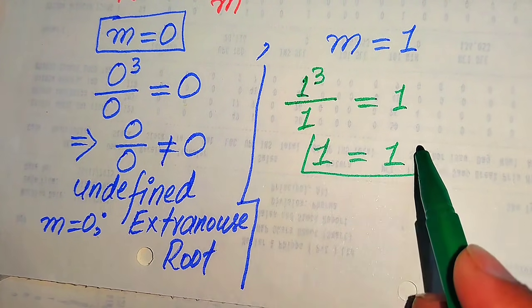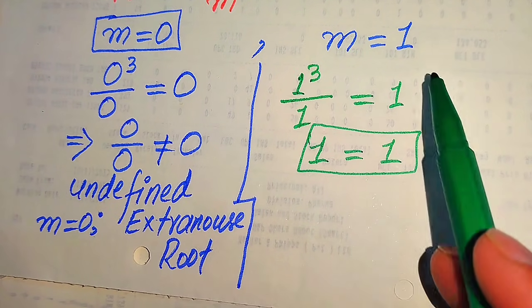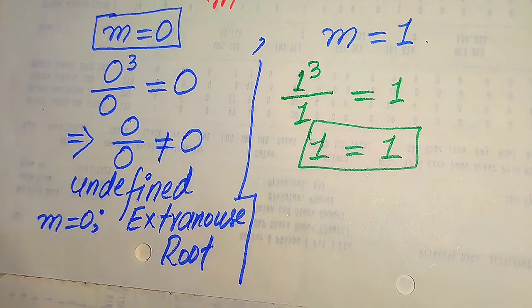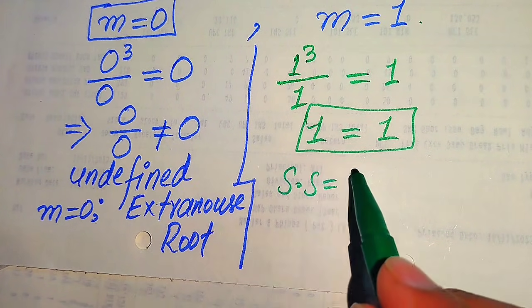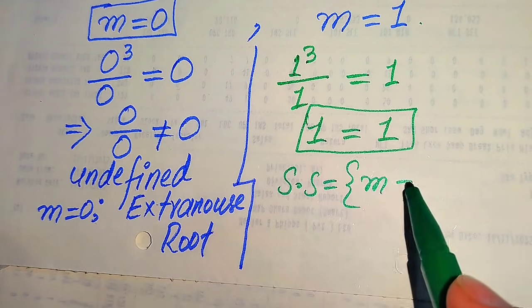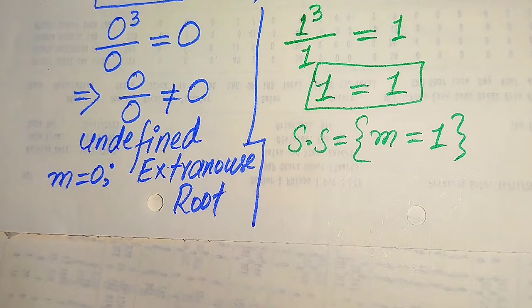You see here both of the sides are equal when we take m equals to 1, so it means that the value of m equals to 1 satisfies our given question statement. And finally we have the solution set of this problem is m equals to 1. So this is the final answer of this question which we get here in this method.